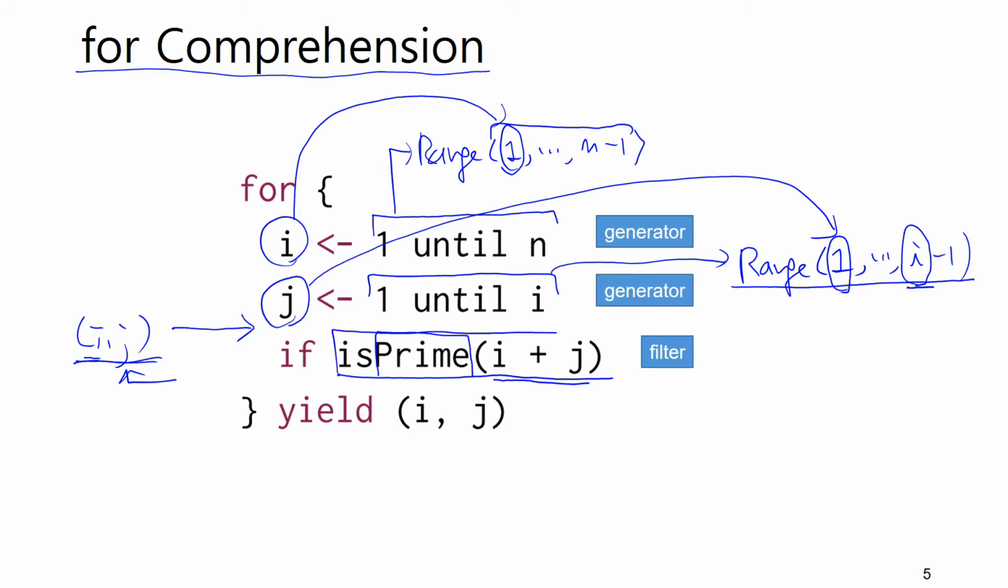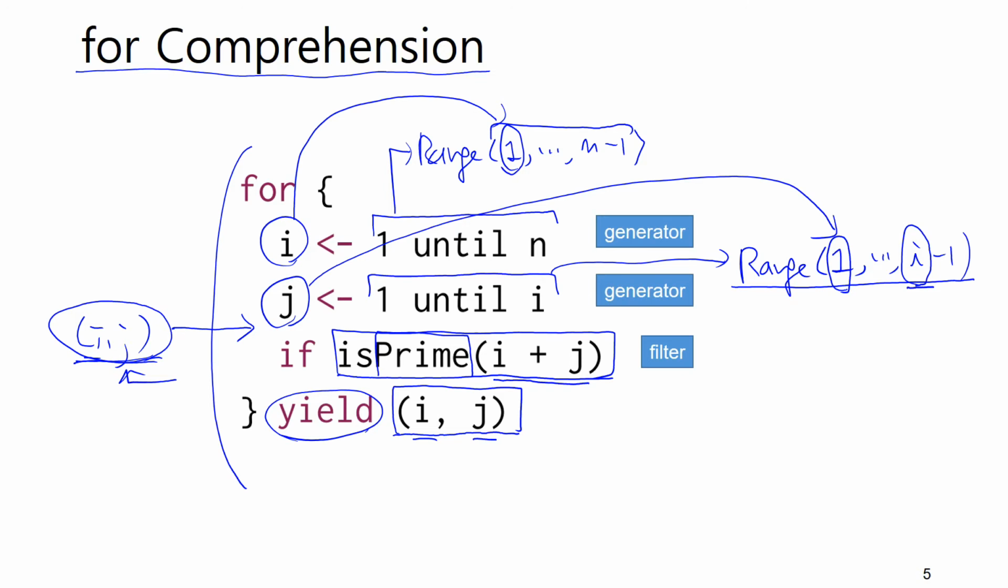If this Boolean expression returns true for this particular combination of i and j, we yield or generate this pair i and j as the result. So this particular pair of i and j will be included in the final result of this for comprehension.